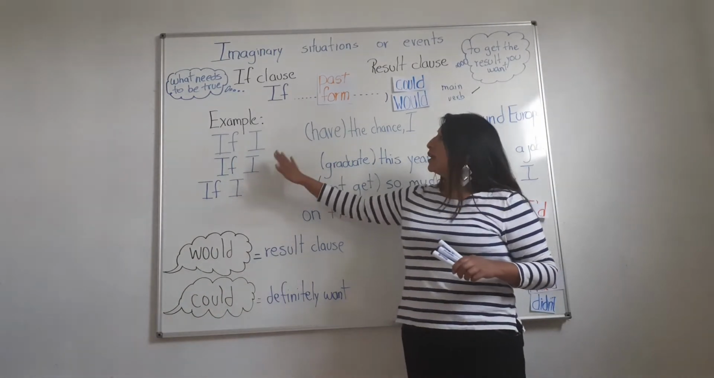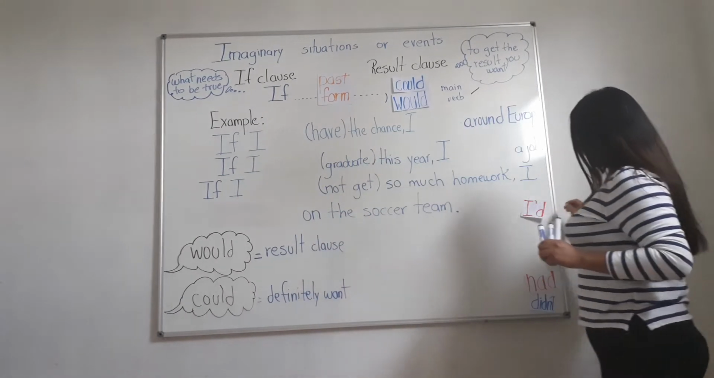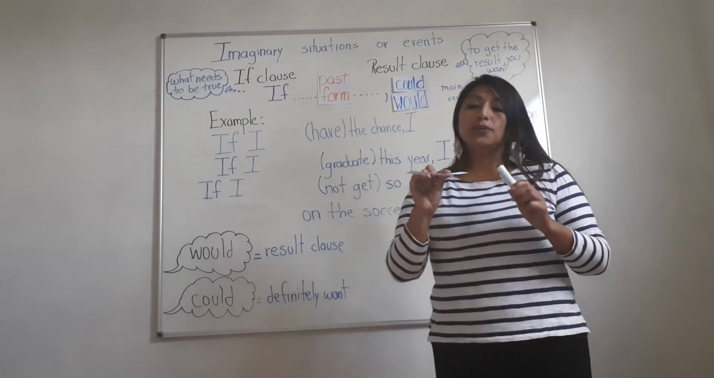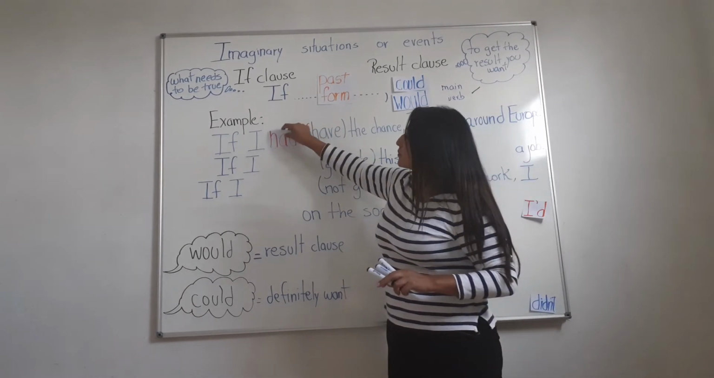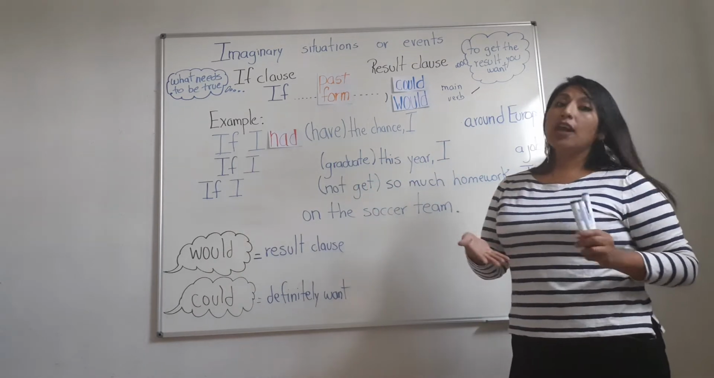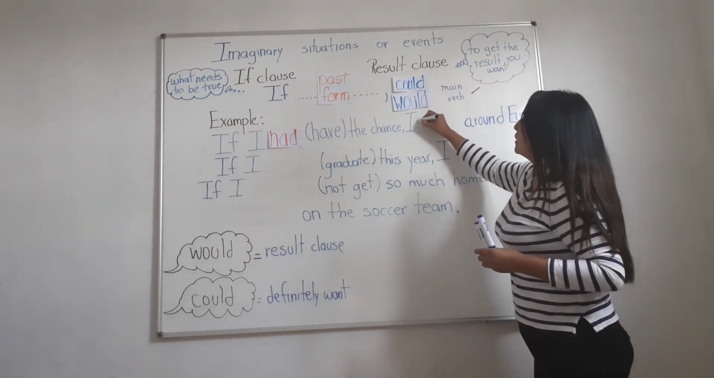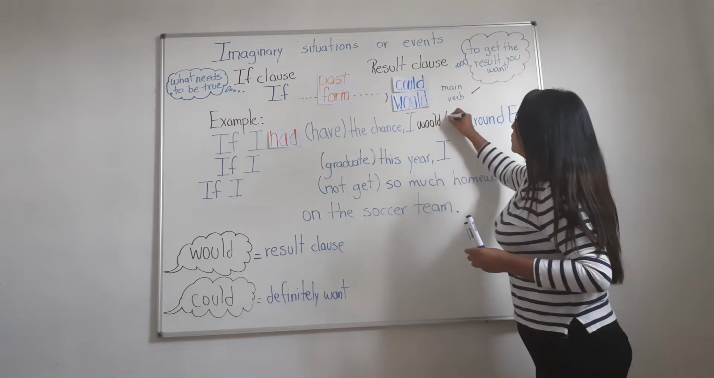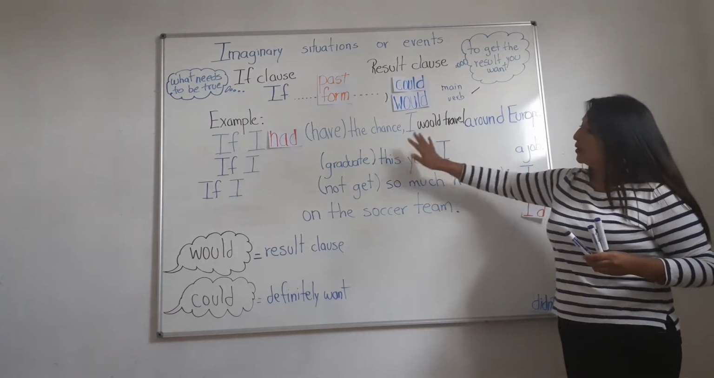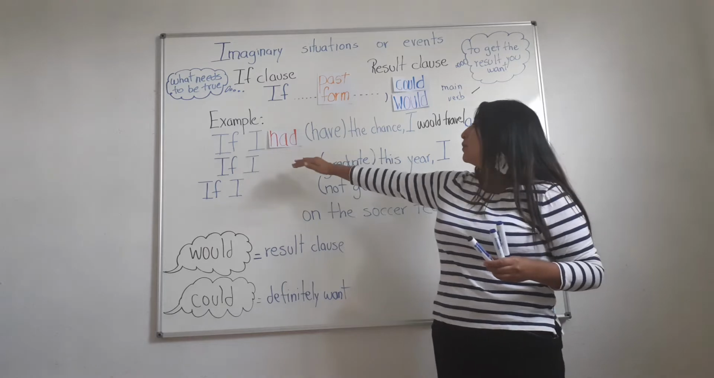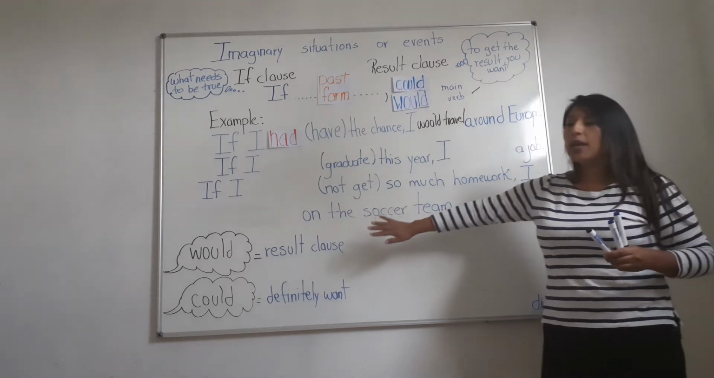The first one is: if I, okay, I have the word if, I have the verb have, and of course I'm going to use the verb had, because have is present and had is past. If I had the chance, I would travel around Europe. So the verb that matches this example is would travel. I'm using would because it's the result of this. If I had the chance, the result will be I would travel around Europe. That's why I'm using would.